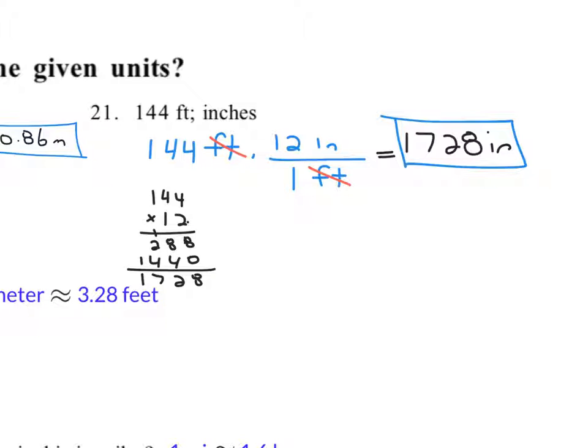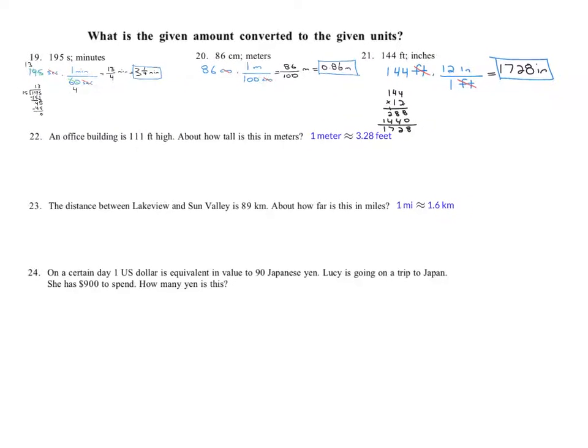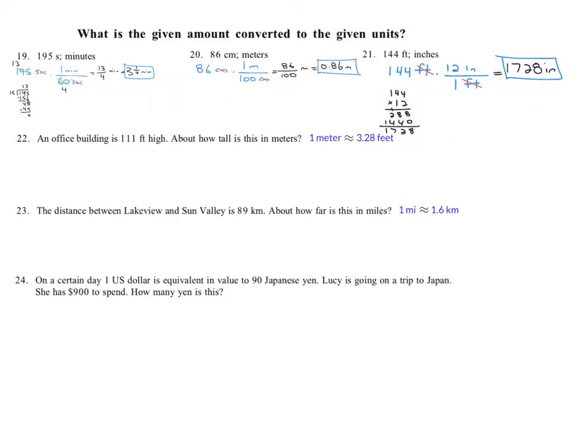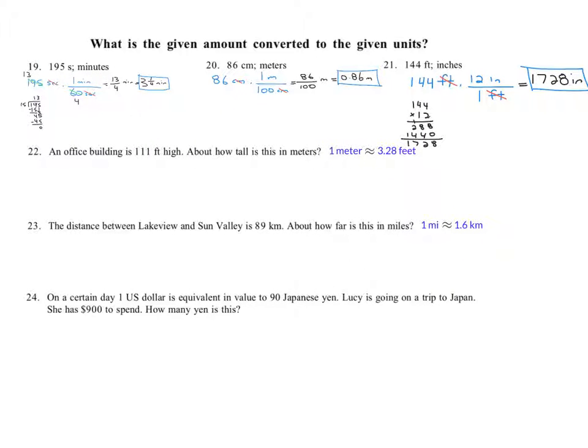Okay. And let's just zoom out and see what we've got so far. Oops, sorry about that. Okay. So far we've got this as our problems. Okay. 195 seconds converts to 3 1/4 minutes. 86 centimeters converts to 0.86 meters, and 144 feet converts to 1,728 inches. Okay.